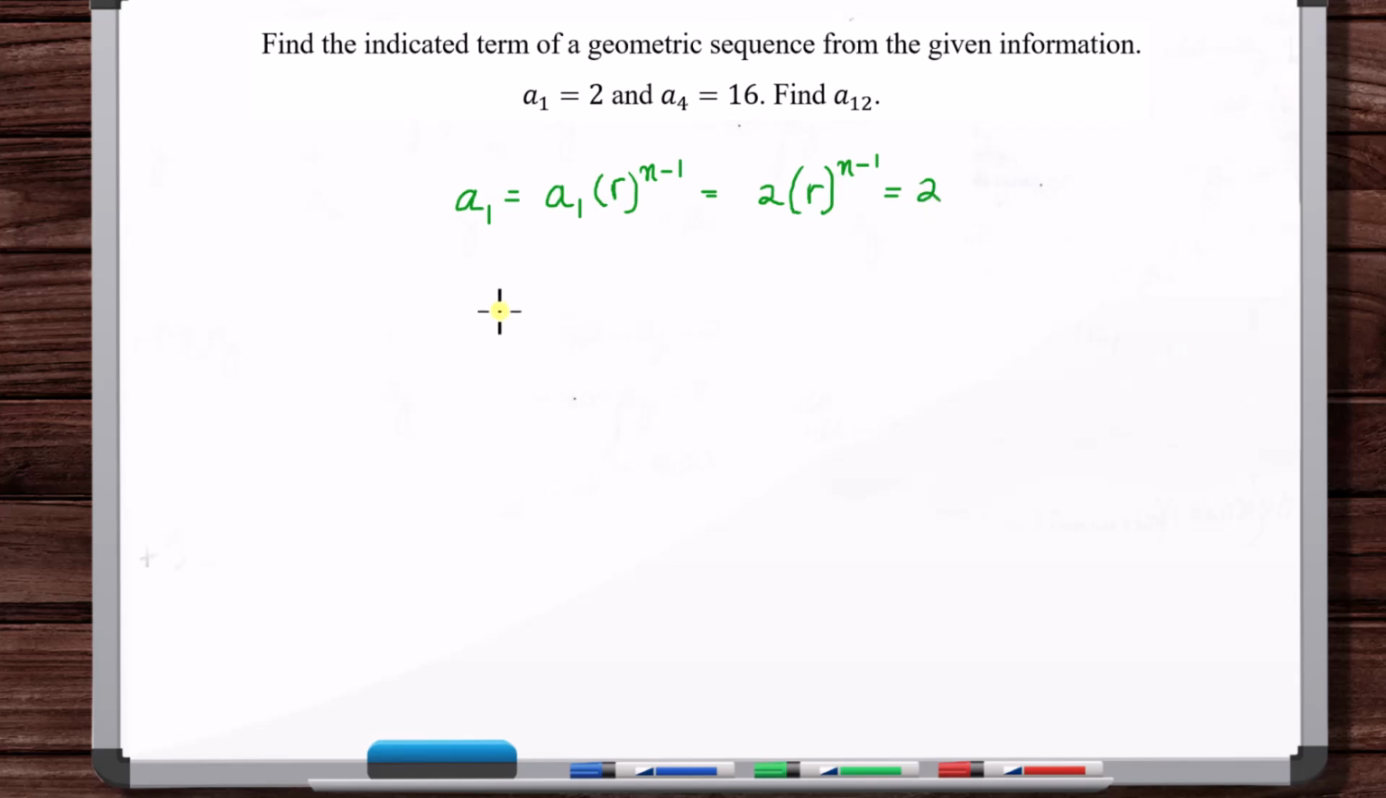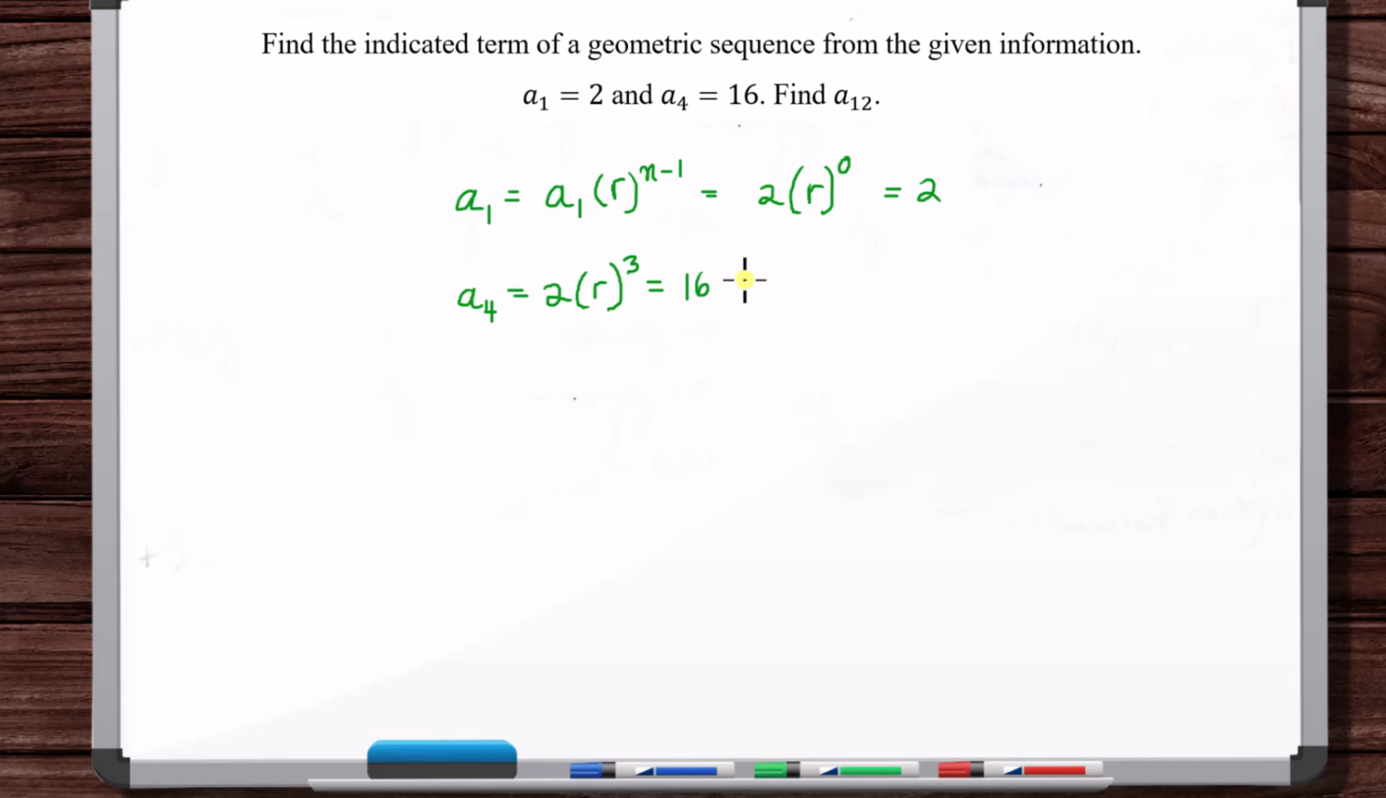And then, okay, so now we could say, well, we know a sub 4 is equal to what? A sub 1, so 2 times r to the, okay, we could have plugged in a 1 here, because we know the n, right? We know this is a sub 1. So we could have said 1 minus 1, this is r to the 0. And then here, n minus 1, so r cubed is equal to what? 16.